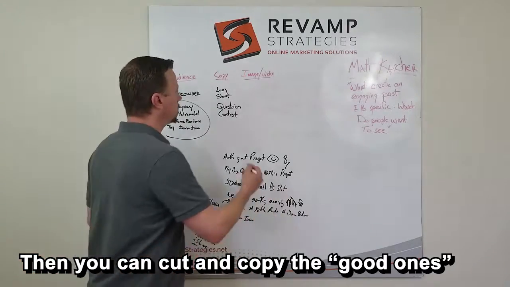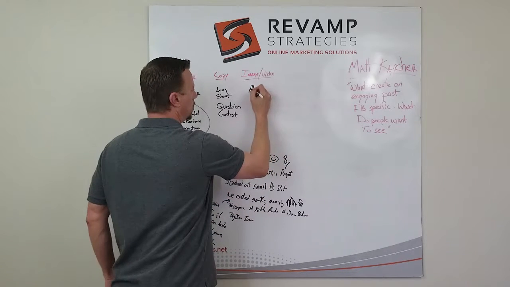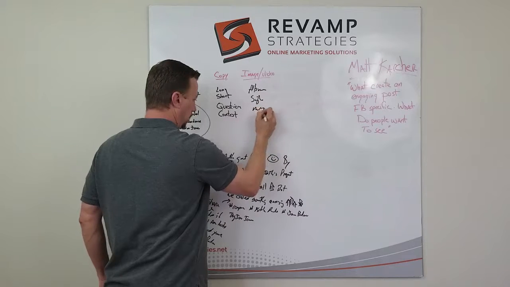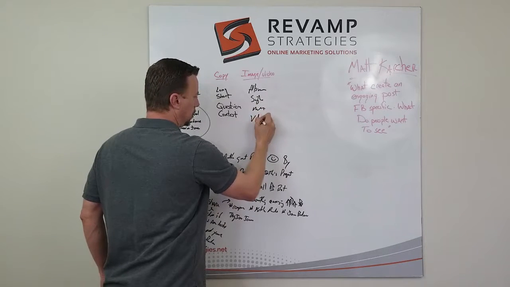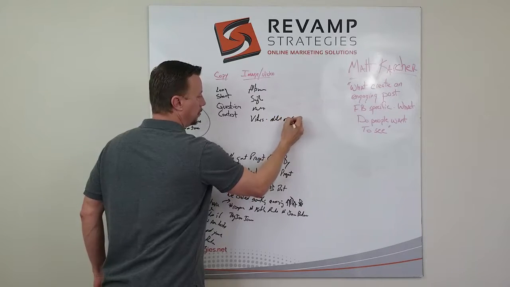So the next, of course, is your image and video. So you can do an album. You can do single pictures. You can do multiple pictures, videos, and these can be either edited or live.